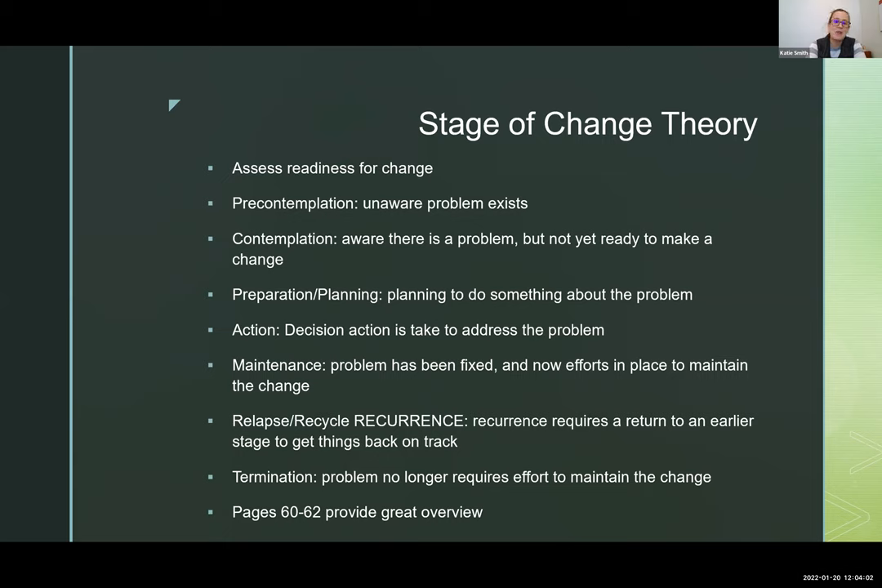Relapse, recycle. So I, again, substitute the word recurrence to be less stigmatizing. Recurrence requires a return to an earlier stage to get things back on track. So I'm experiencing a recurrence of symptoms. My depression is worse than it's been. I've started drinking again. So now where am I at in that? Maybe I'm back to preparation and planning, because it's like, okay, yep, I'm aware that this is an issue. What am I going to do about it?